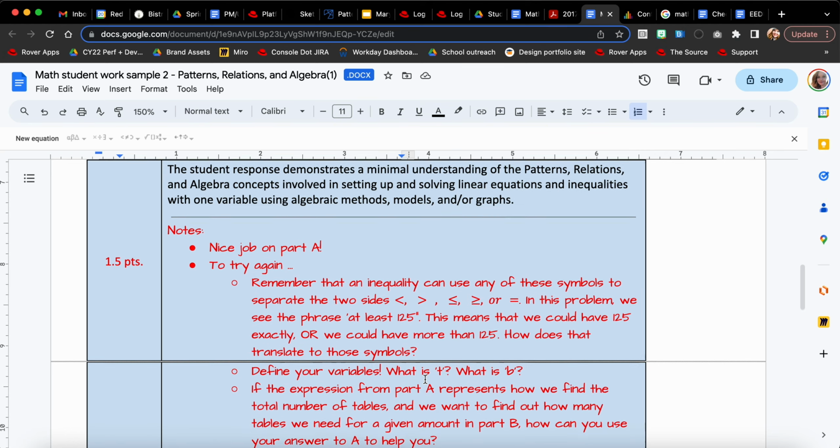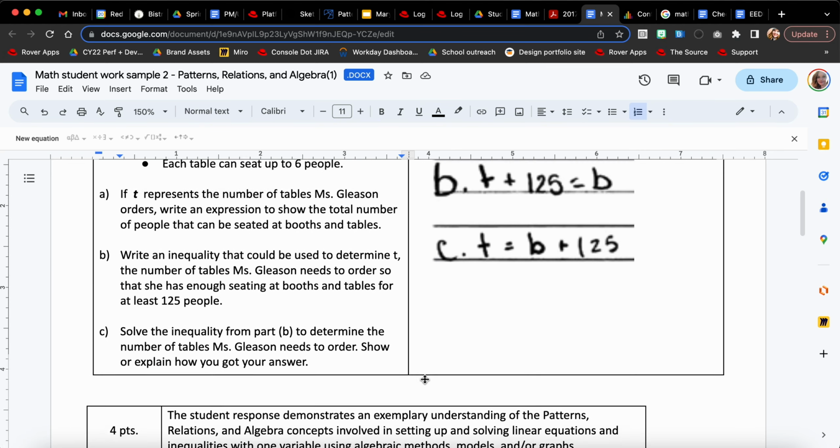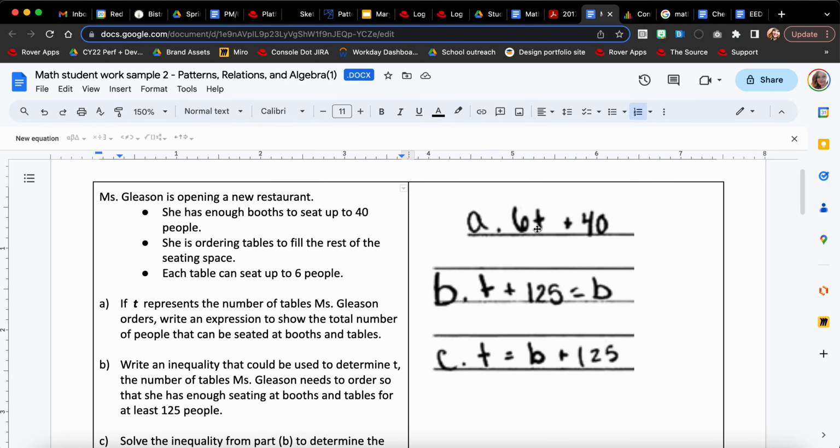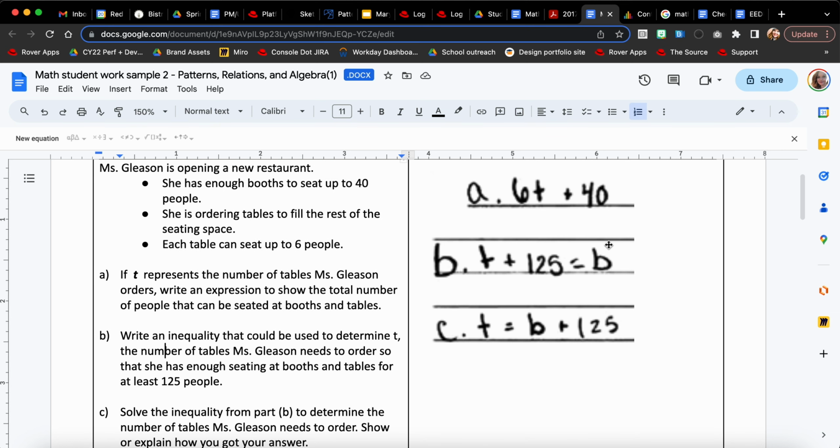So there's a couple of things that I would maybe think about here. If we had that expression for A, where we said taking the number of tables, multiplying by 6, then adding 40 onto it, that gives us the total number we need. So if we now are told we want at least 125 people, can we incorporate what we have from part A, as well as that number 125, instead of having this new variable B, because we know that's at least how many people we want? So that's one thing I would think about.